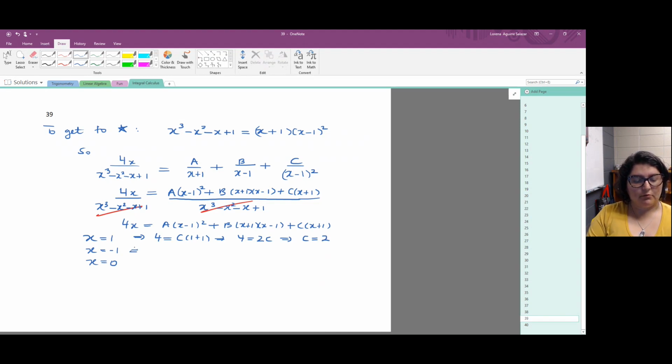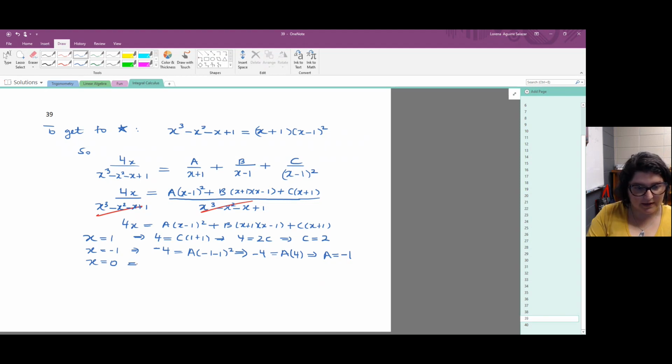When x equals negative 1, we get 4 times x, which is negative 4, equals a times negative 1 minus 1 squared. And then b times 0 times negative 2, that's 0, plus c times 0. So negative 4 should be equal to a times negative 2 squared, that's positive 4. This gives us that a is negative 1.